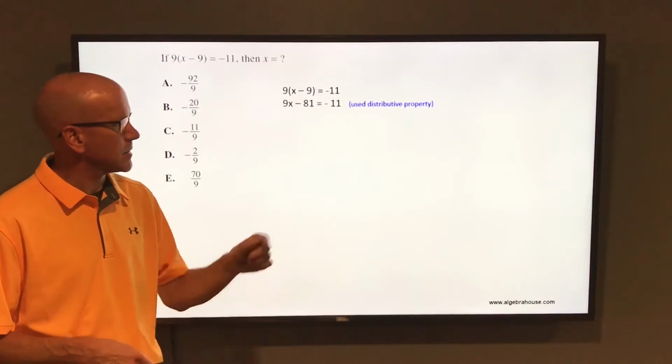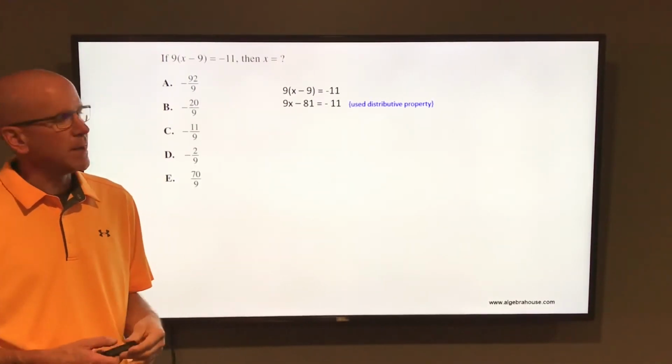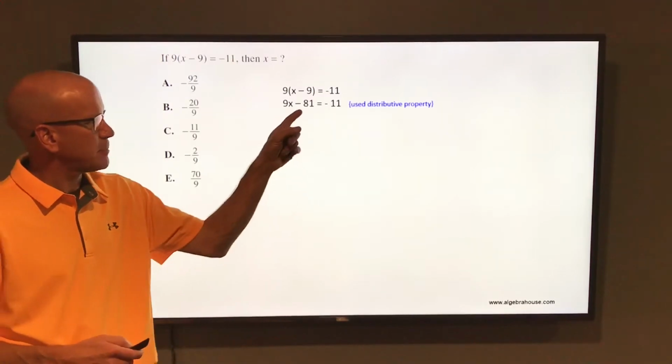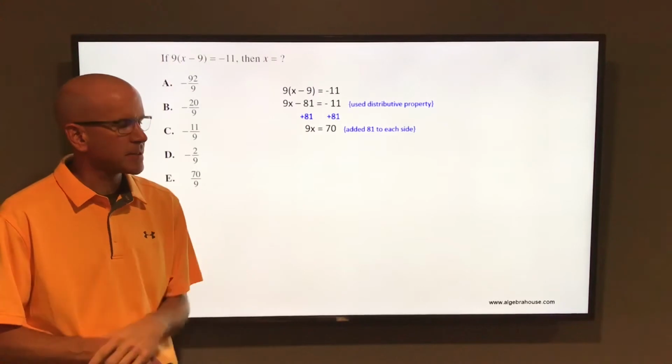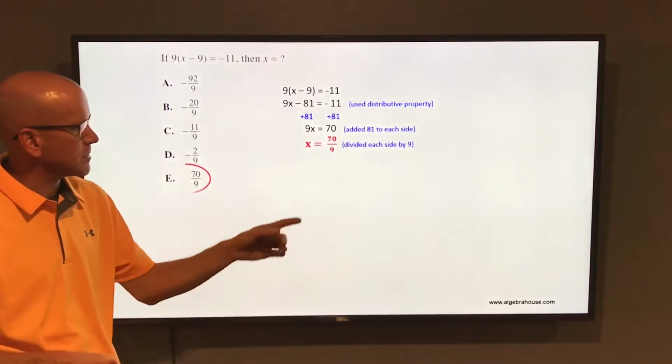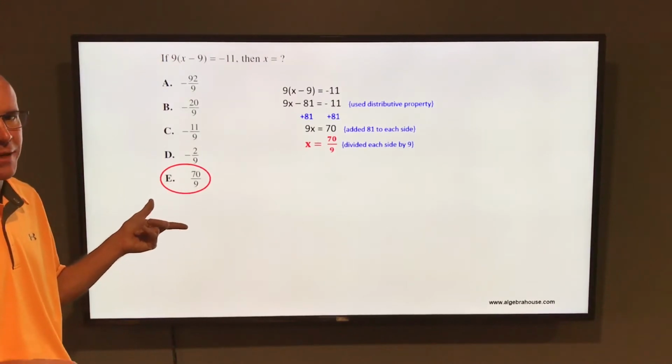Take 9 times x, that is 9x, and 9 times negative 9, that is negative 81. Still, that is equal to negative 11. So 9x minus 81 equals negative 11. Add 81 to each side. Get 9x equals 70. And that turns out to be x equals 70 over 9 if you divide each side by 9 there. Letter E, like I told you the first time.